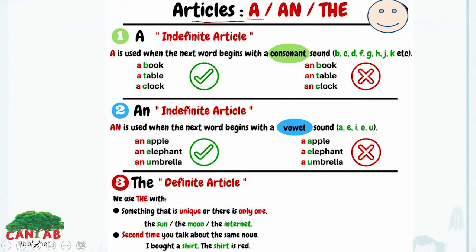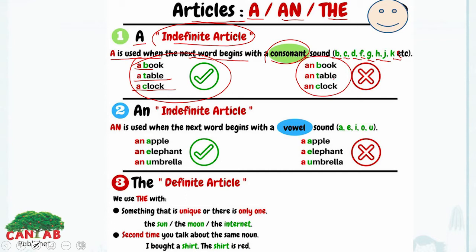Articles are a, an, and the. A is an indefinite article. A is used when the next word begins with a consonant sound like B, C, D, F, G, H, J, K, etc. The correct use of a, the indefinite article, is a book, a table, a clock, which indicates one singular noun. This will be incorrect: an book, an table, an clock.